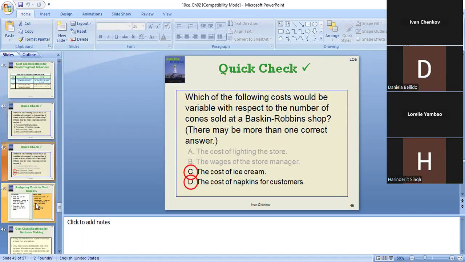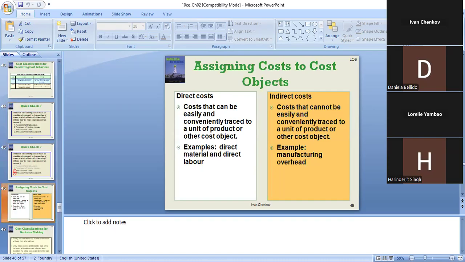Okay, so the last two will be the variable ones, and let's see now a different classification, how we are assigning the cost to the object. So assigning the cost to the object will be direct cost and indirect cost. How are we going to differentiate one? Direct versus indirect. Every cost that has the adjective direct in front of the name of the cost is direct cost. So for that reason, direct material, direct cost. Why? Because it says direct material in front.